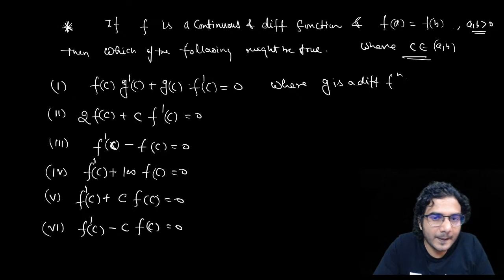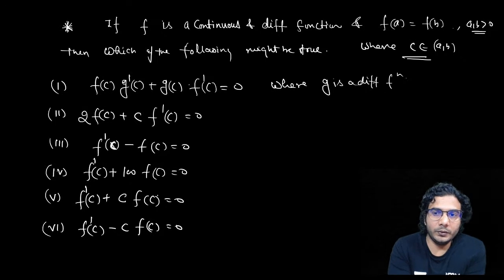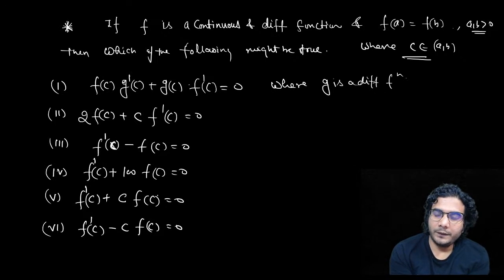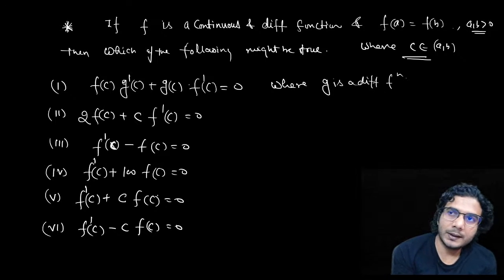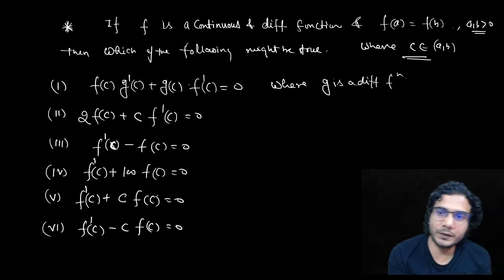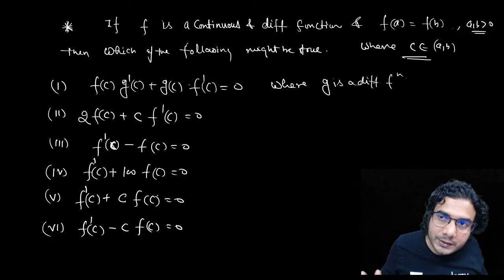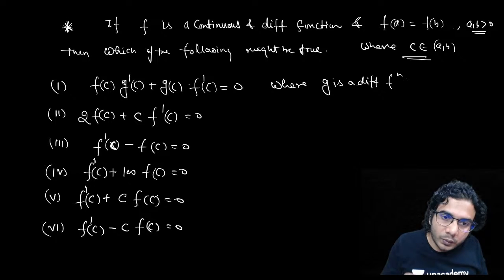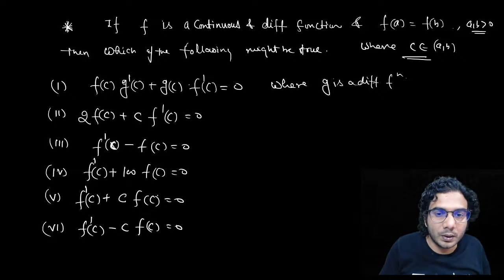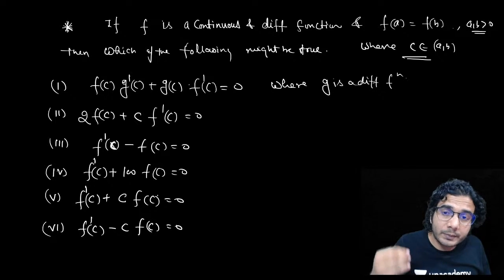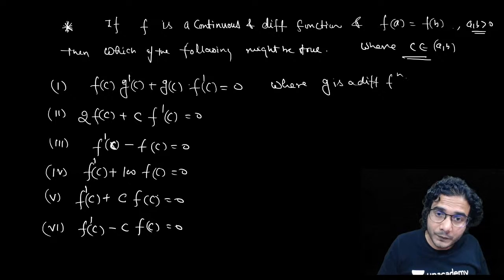Now see what you need to do. If f is a continuous and differentiable function and f of a is equal to f of b, then f dash c is equal to 0 for some c belonging to (a, b). Now, in all these options, you need to observe whose derivative is given to you, and is Rolle's theorem applicable to that function whose derivative is given as 0? That is what you need to check. I hope you are understanding this.